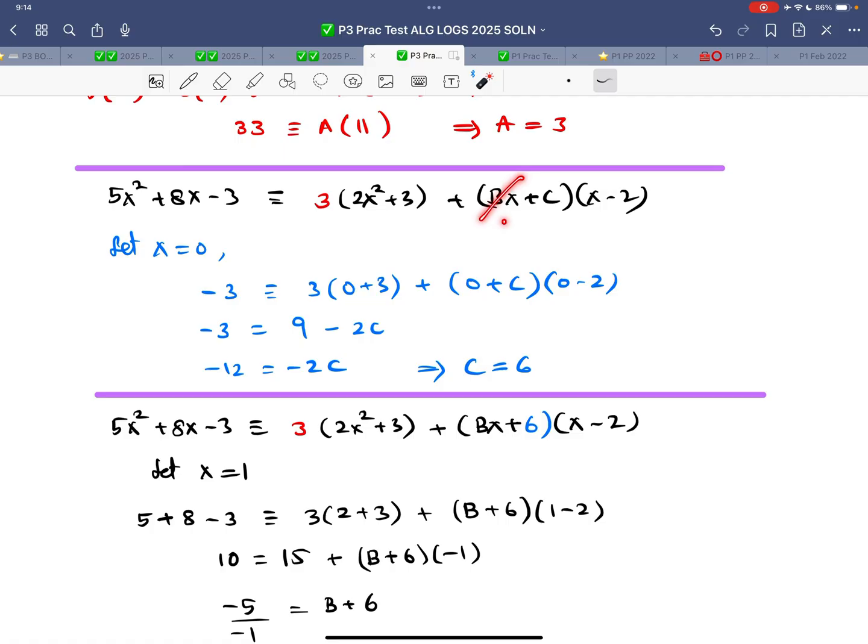Now get rid of B. How can I get rid of B? By making x equal to 0. So we find the value of C, which is 6. So now A is known, C is known, the only unknown is B.